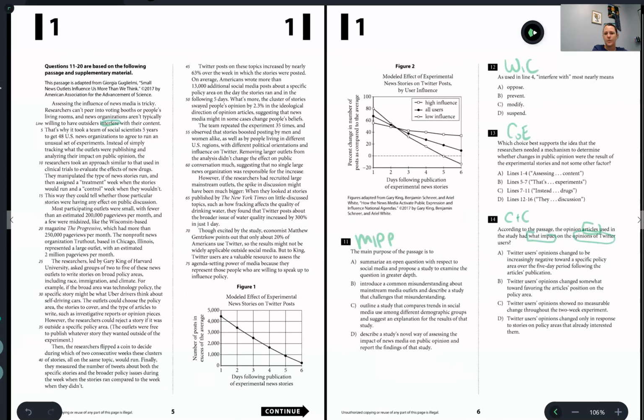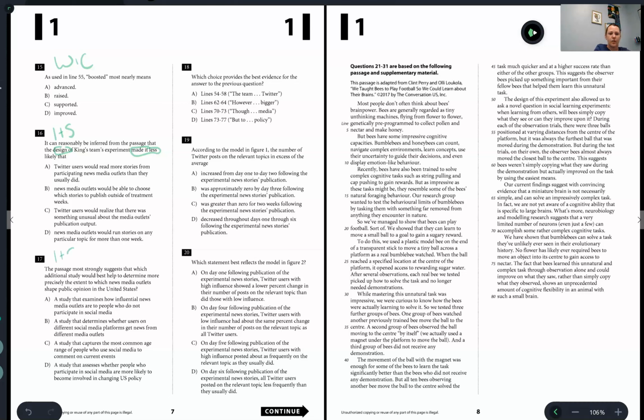Reasonably be inferred for number 16, classic inference. There is not a COE follow-up, so let's see what this is asking. Design of the experiment made it less likely. So what did they kind of curtail in the design of their experiment? Moving on to number 17, most strongly suggest. Another great inference question. It does have a COE follow-up, so let's make our big mark so we know to use the COE to answer the original question. 19, according to, classic content. It also does not have a COE follow-up.